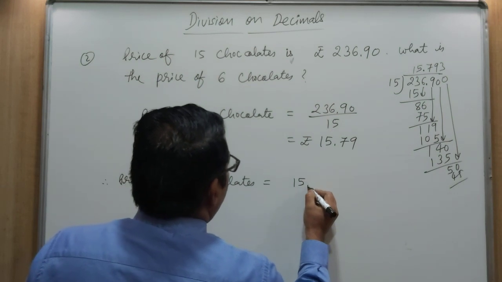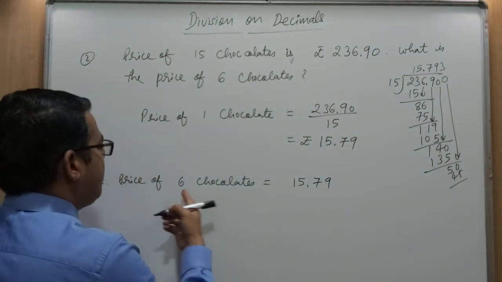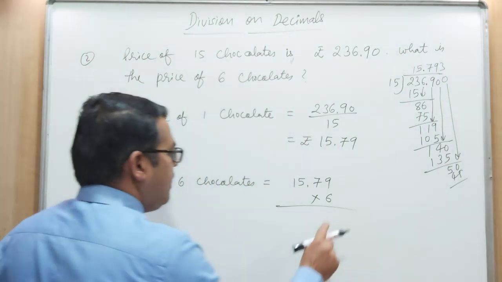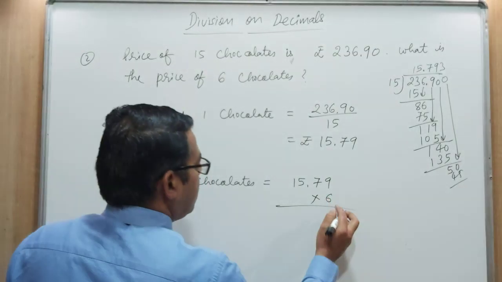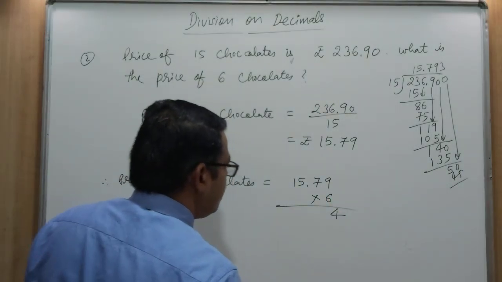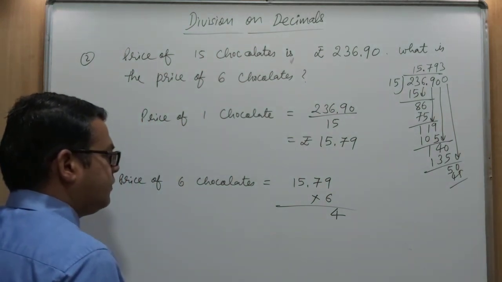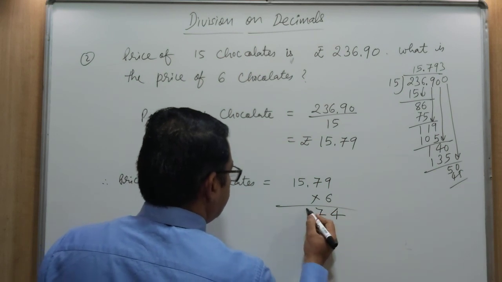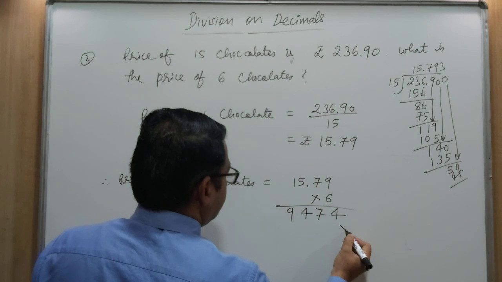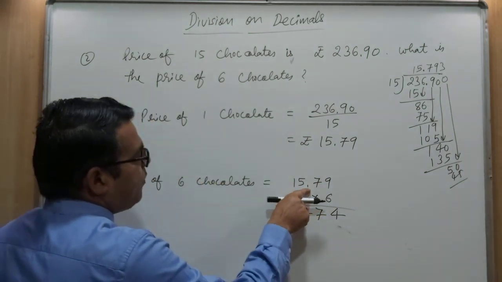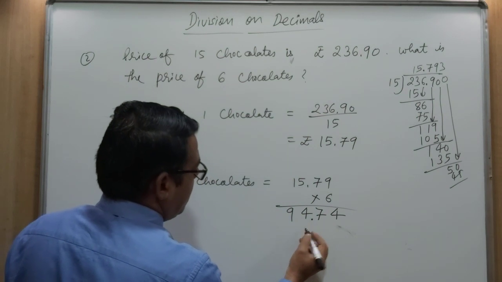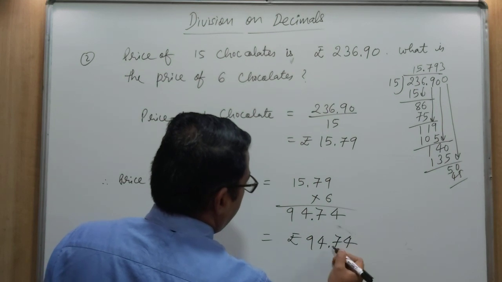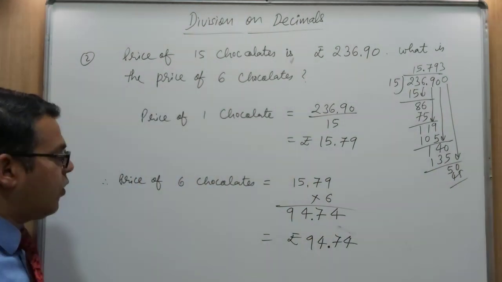So what to multiply? 15.79 we have to multiply by 6 here. Now you know that how we can multiply. It's very simple. You multiply it by traditional method. And see, after decimal point, two places are there, so we need to put decimal here. So rupees 94.74 is the price of 6 chocolates together.